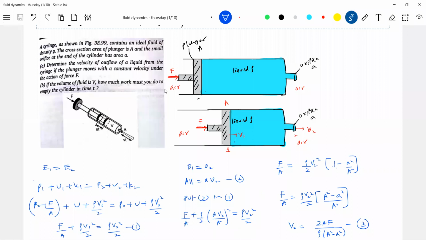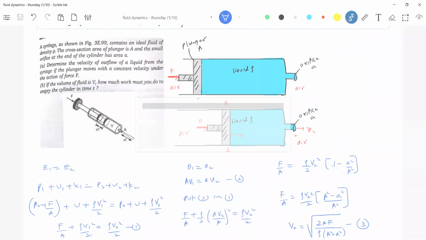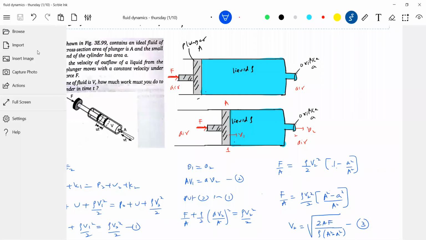Sir, V2 is under root of 2AF. Under root, I'll put it. Please don't repeat. Don't repeat anything. Let only the teacher talk. If you have a doubt, unmute and talk, because a lot of disturbance comes once you unmute.